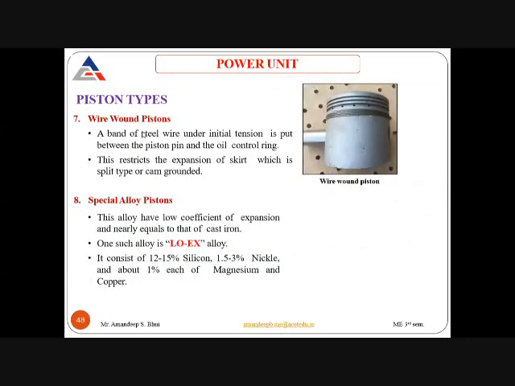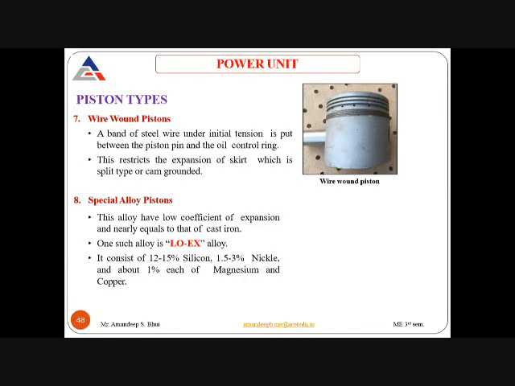The next type of piston is your wire wound pistons. In this type of piston, a steel wire under tension is put between the piston pin and the oil groove. This is your piston pin and the oil groove, and in between them this steel wire under tension is inserted. This restricts the expansion of the skirt.